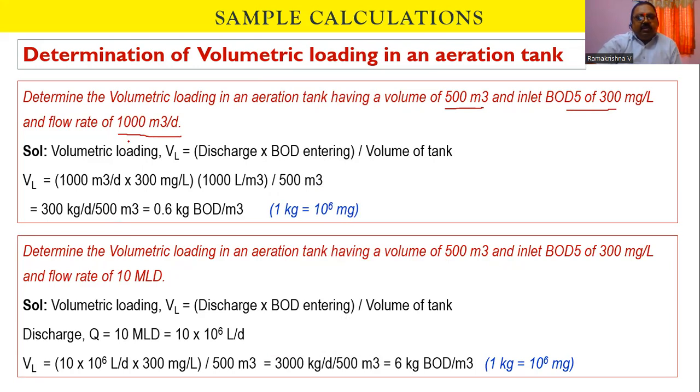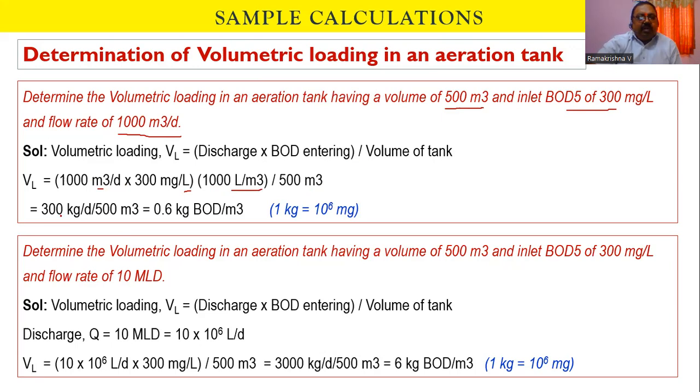So previously we have just now calculated, when flow rate and BOD are given, we can calculate how much is the BOD loading in the tank. That is nothing but the discharge into BOD entering, the loading coming on to the tank per unit volume. So 1000 meter cube per day into 300 milligrams per liter. Here again there is a contrast with volume, meter cube and liter. So convert the meter cube to liters by multiplying 1000 liters per meter cube here and divide by 500 meter cube, which is the volume.